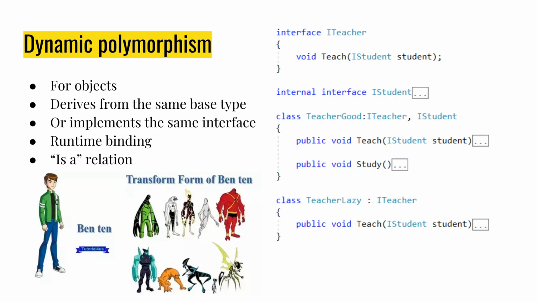Dynamic polymorphism is what I call real polymorphism, because it is done at runtime, and through it you can do many beautiful things. It is for objects. The object as a whole is now polymorphic, as opposed to static polymorphism where the function is polymorphic. Here we have an object that is polymorphic, so it includes all the functions that the object has. It has to derive from the same base type or implement the same interface. And all the magic happens during runtime. So if you mess something up, you will not see it until you run your program. And polymorphism creates an is-a relation.